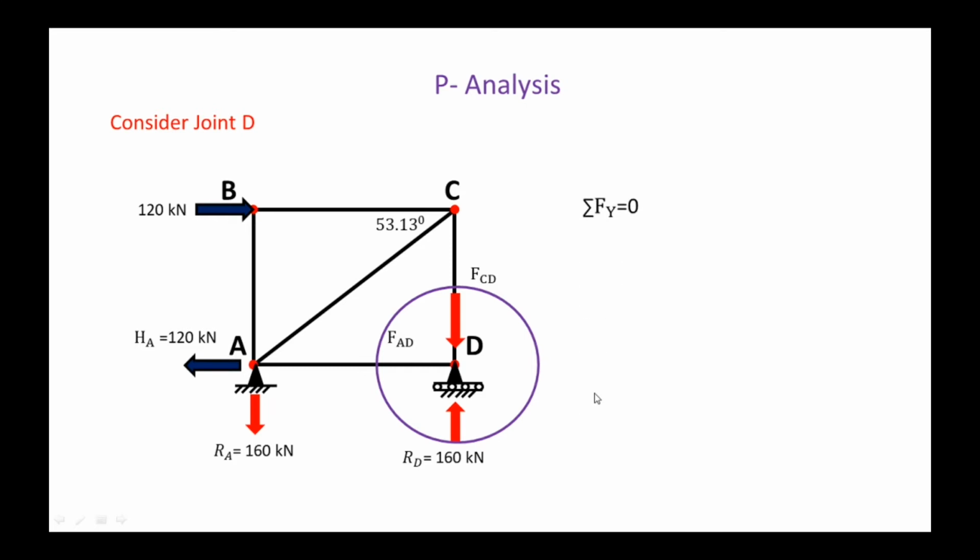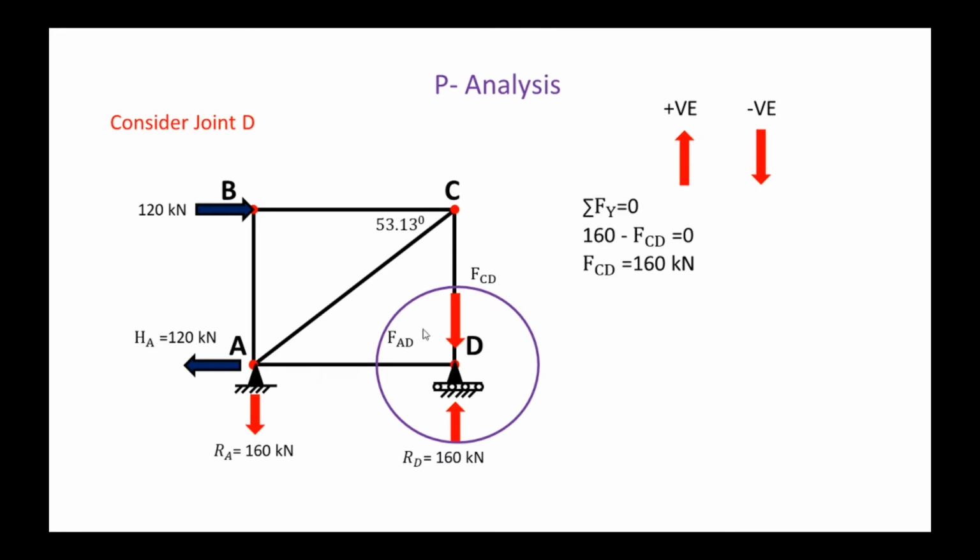Now apply here sigma Fy condition. Sigma Fy equal to 0. These are the sign conventions. Vertically upward is positive and vertically downward is negative. So this 160 is vertically upward, so it is positive, and FCD is vertically downward, so that is minus FCD. So we got the value of FCD is equal to 160 kN.